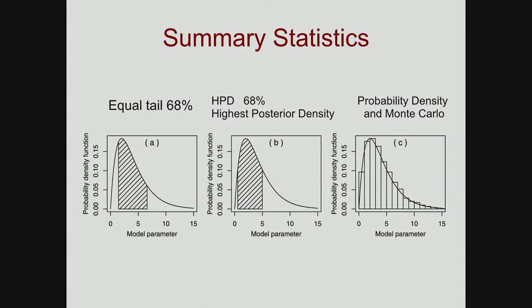There are three examples here. So typically, we look at the right one, right? We have the probability density, which is the solid line. And then when we do Monte Carlo, we get these histograms. So that's normal, right?